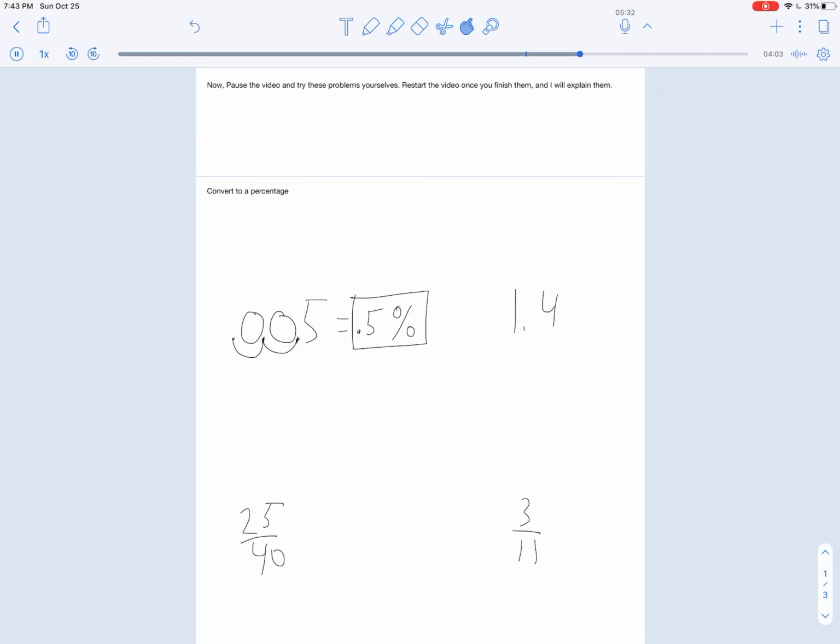All right, here we have 1.4. So what we want to do is move that 2 places to the right. So when we look at this, we can really think it's 1.4, which is also equal to 1.40. You can always add a 0 after it. So let's go ahead and move it 2 places to the right. 1, 2. And that gives us 140%.